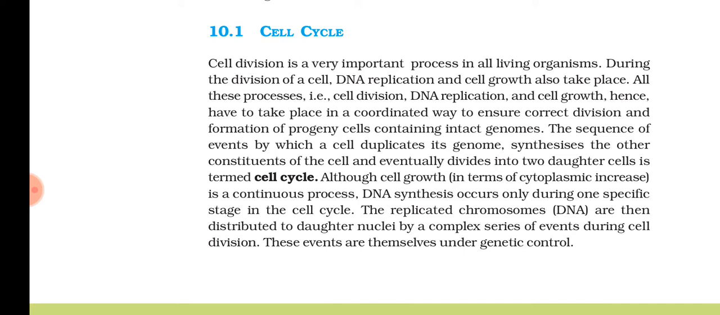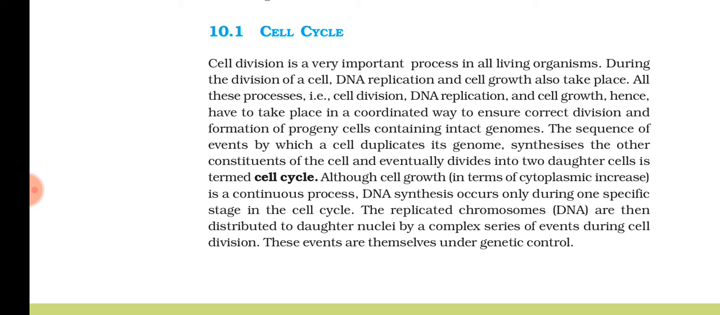Okay, so this sequence of events by which a cell duplicates its genome means DNA replication. Duplication means what? A single DNA will get divided into two. So as there are 46 chromosomes in each cell of a human being, first what will happen? They will double. The DNA content will get doubled. That is what happens in DNA replication, or in the duplication of the genome.